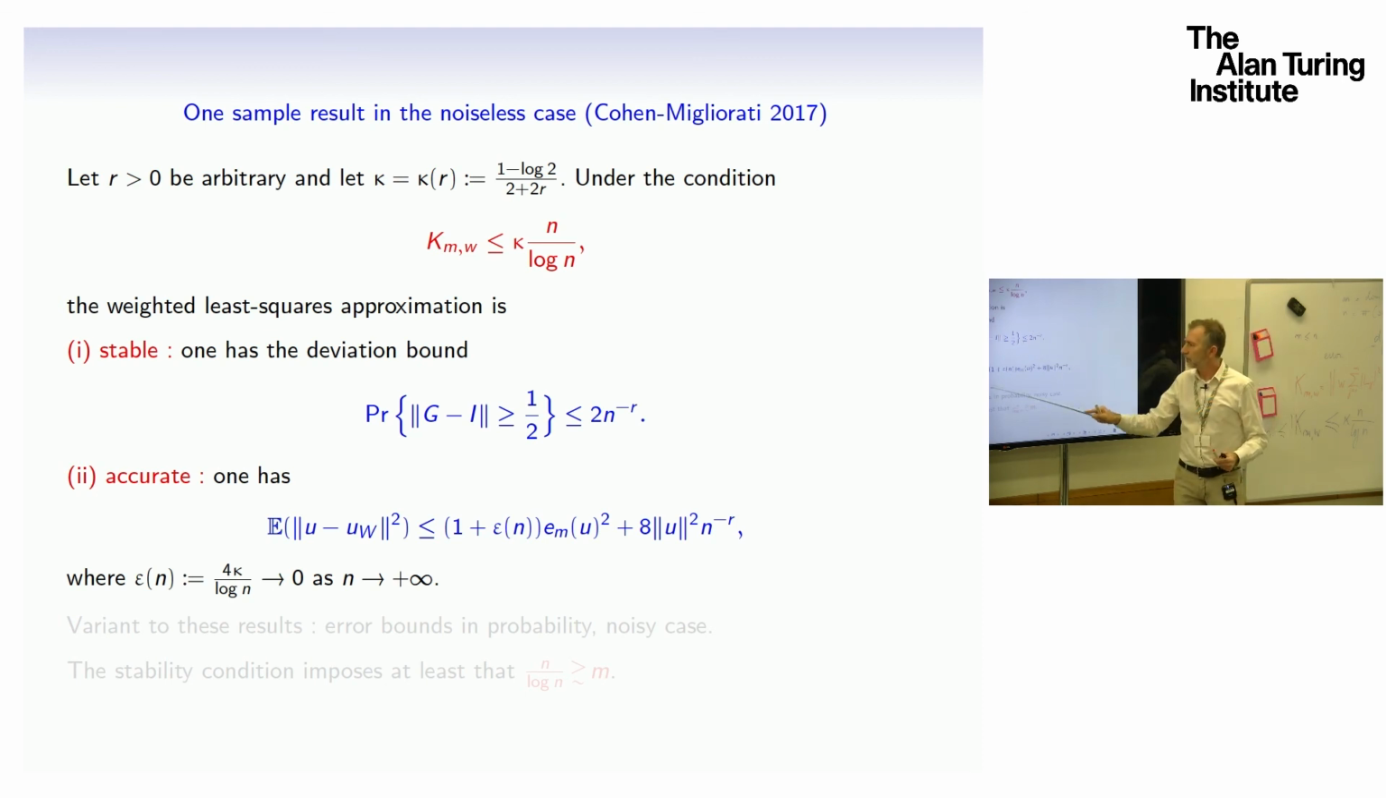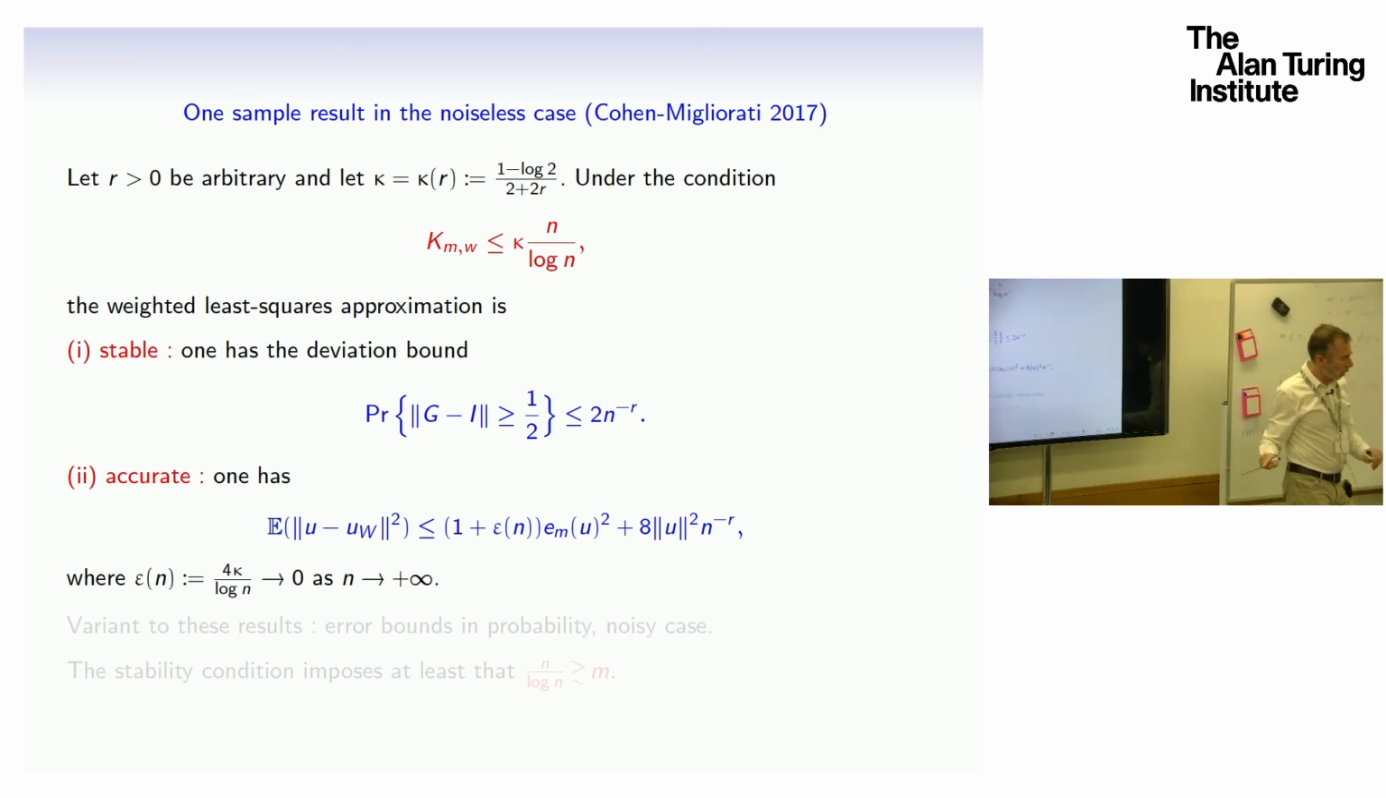And from this stability, you derive the accuracy property that I express here in the expected sense, in the mean square sense, by saying that this least squares estimator is up to almost 1 times the best error, plus an additional term which accounts for the small events where you lose stability. Okay?